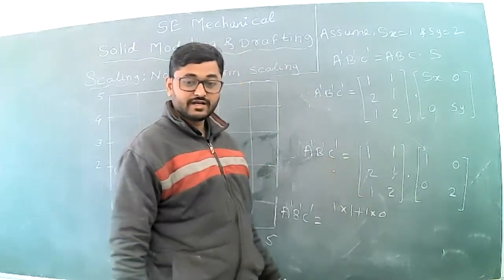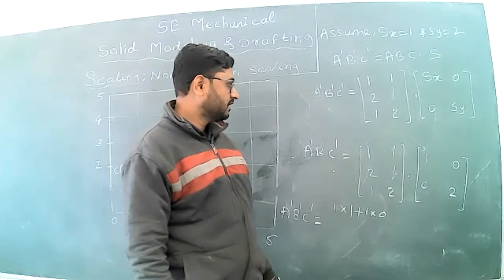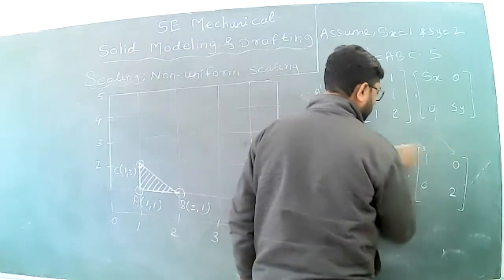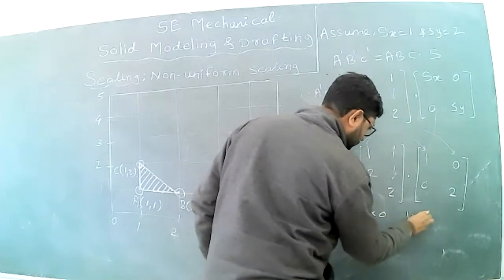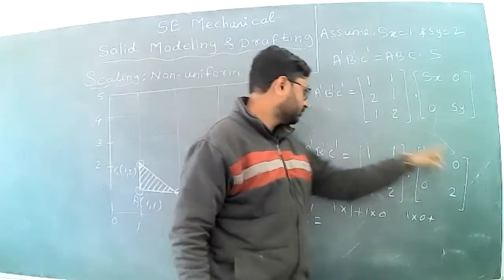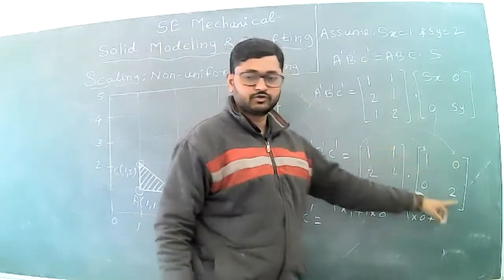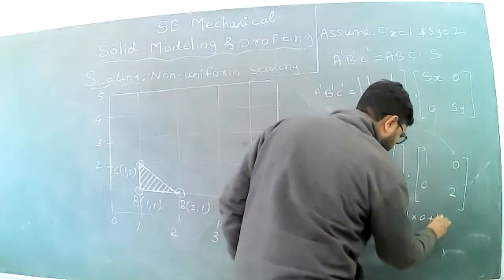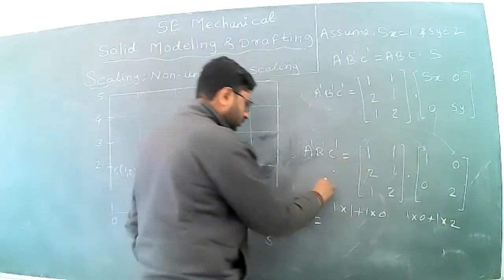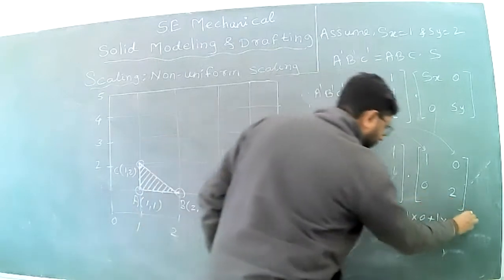For the second element, this is 1 into 0 plus 1 into 2 plus 1 into 2.